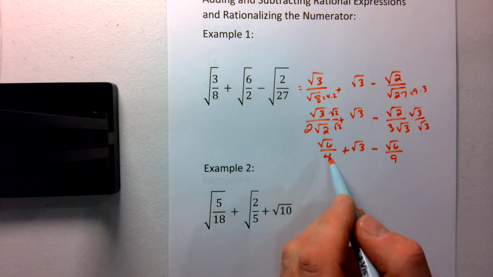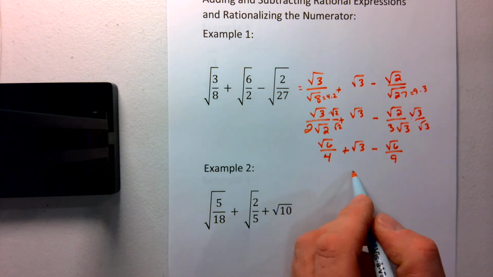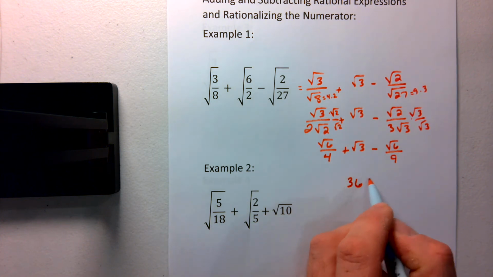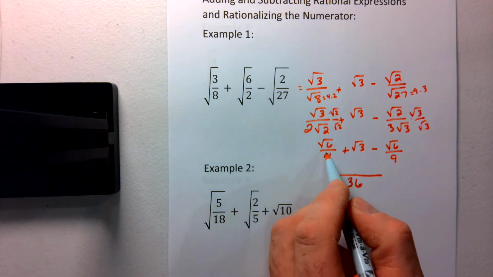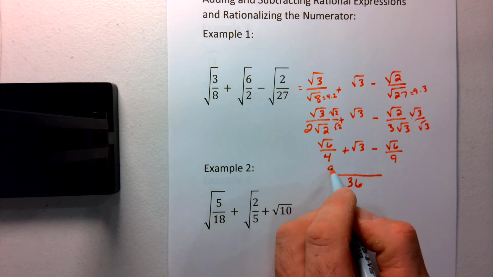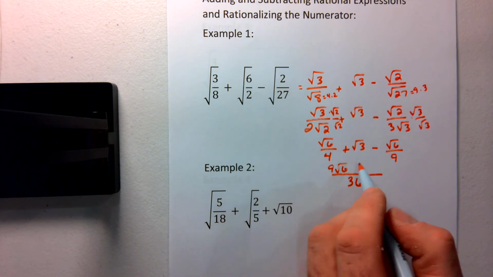From here, I can go ahead and find a common denominator. My common denominator in this case is going to be 36. So I'm going to multiply 4 by 9 to get 36. So I'm going to multiply my numerator by 9 and get 9 radical 6.